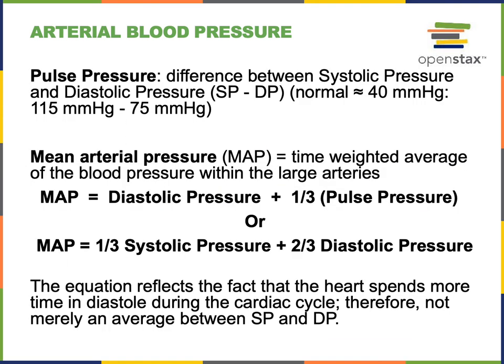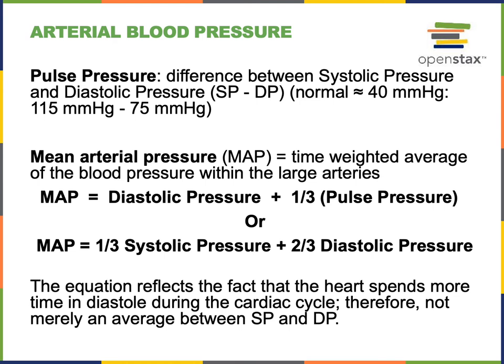After measuring the systolic and diastolic pressure, we can calculate pulse pressure as the difference. For example, if systolic is 115 and diastolic is 75, we can calculate pulse pressure equals 40 millimeters of mercury. And this pulse pressure is significant in that it is proportional to the amount of blood pumped out of the heart with each heartbeat. That is, pulse pressure is proportional to the stroke volume.